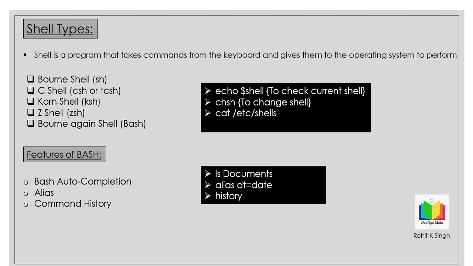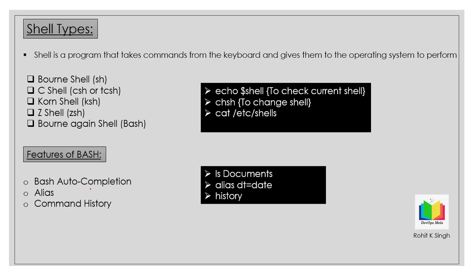And again, C shell is the advanced version of Korn shell. But the one which we use 101% of the time is bash, that is nothing but Bourne Again shell. With bash, these are the features you see.